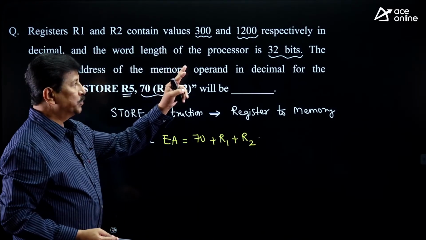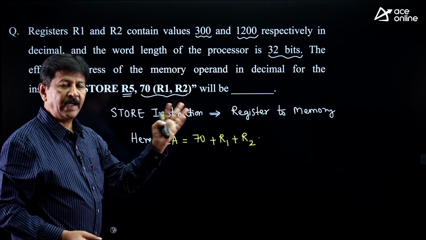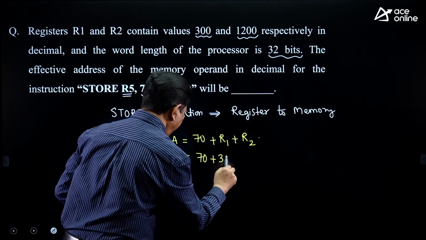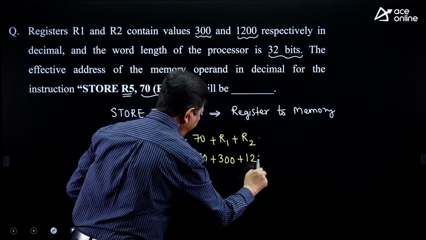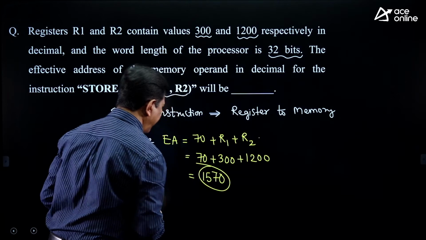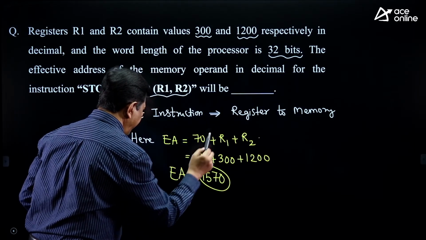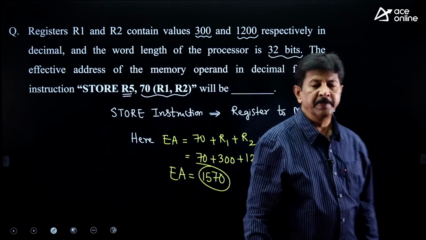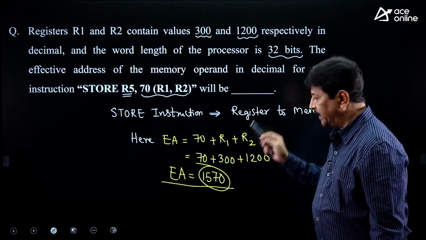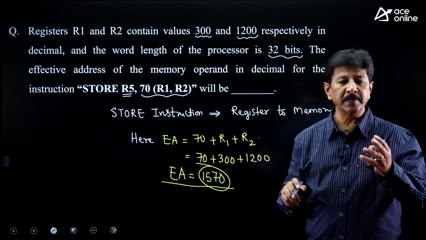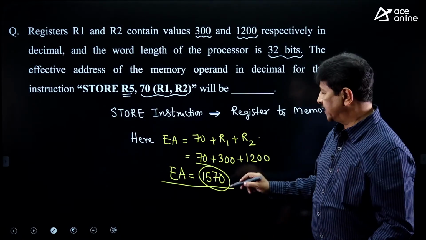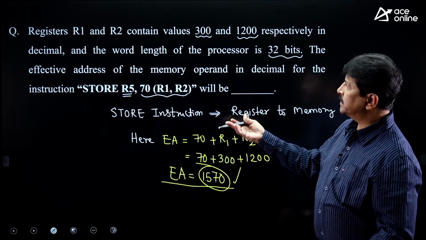The values of R1 and R2 have been given as 300 and 1200. Substitute into this. That is it. So the answer to this question is effective address is equal to 1570. What is the meaning of effective address? It is the address of the operand. The address of the operand is given by 1570. So it is as simple as this.